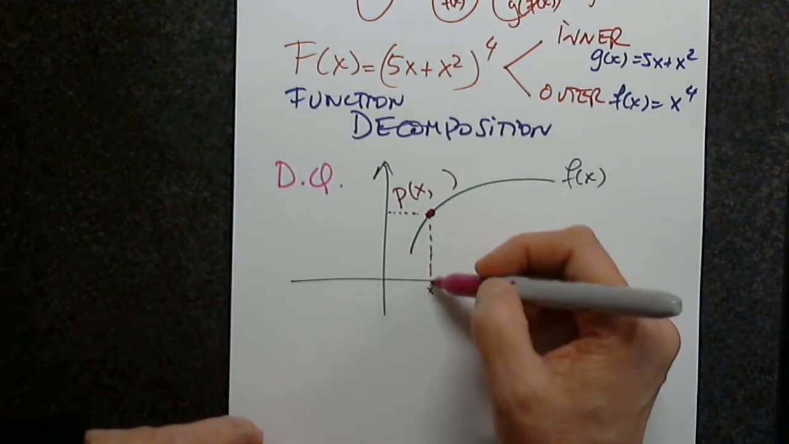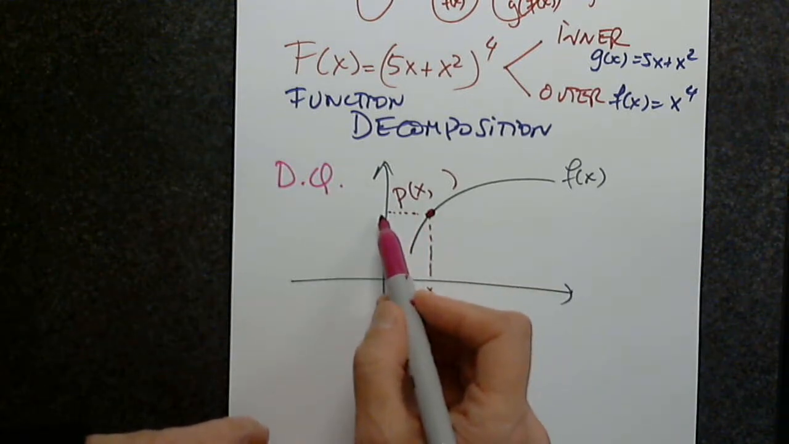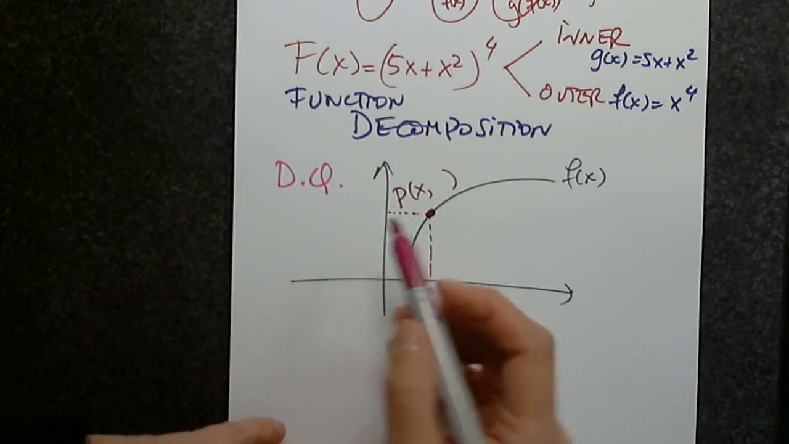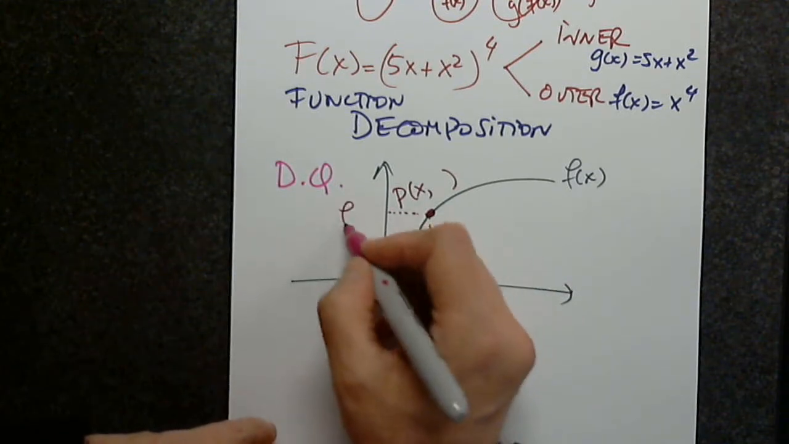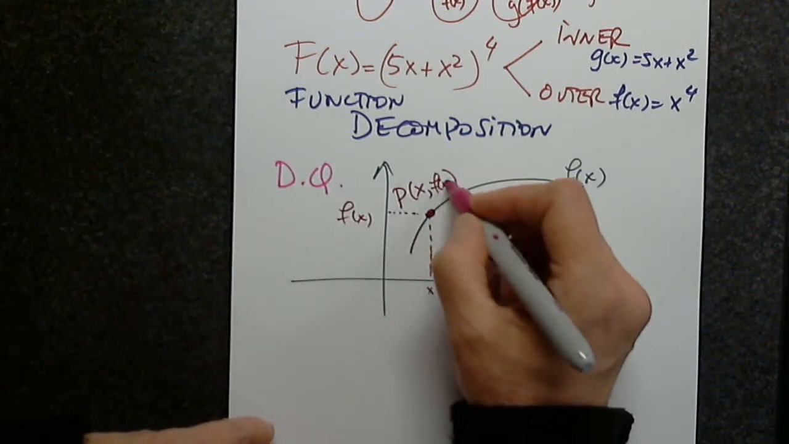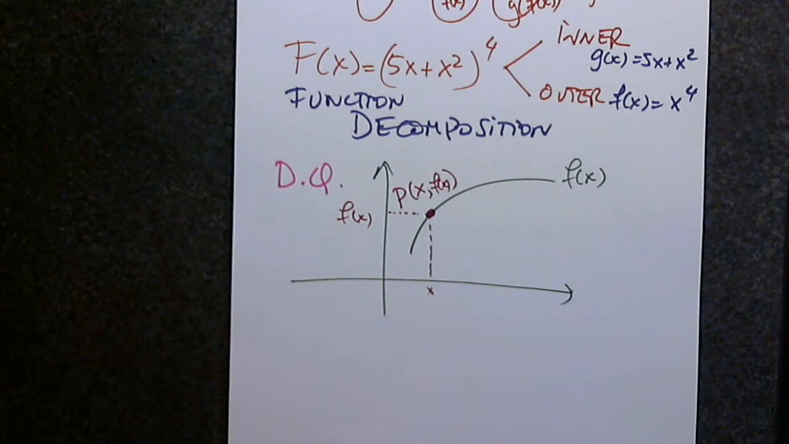If this is 5, then what is the y value? Say it again. f of 5. If this is x, what is the y value? Very good. Of course, it's on the function. The coordinates must verify the equation of the function.